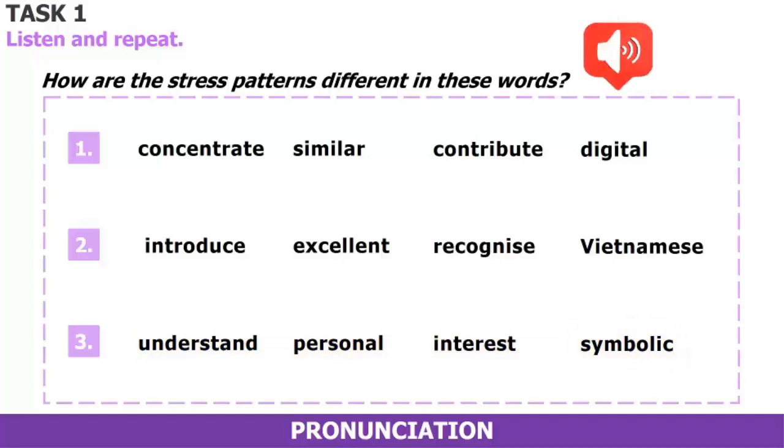Do you have the answer? I will give you the answer. Look at the notes. I will introduce how to pronounce correctly three-syllable adjectives and verbs. As you know, English three-syllable adjectives and verbs often have stress on the first syllable. But there are many exceptions.